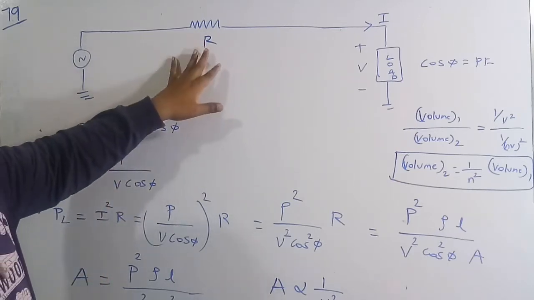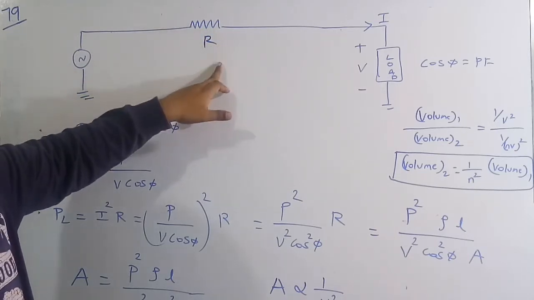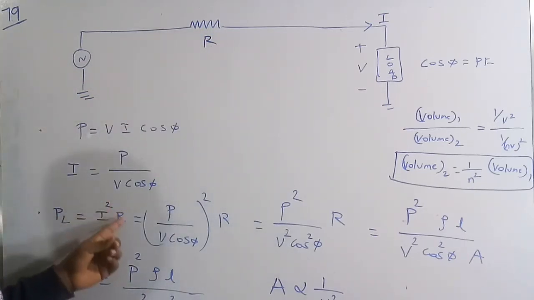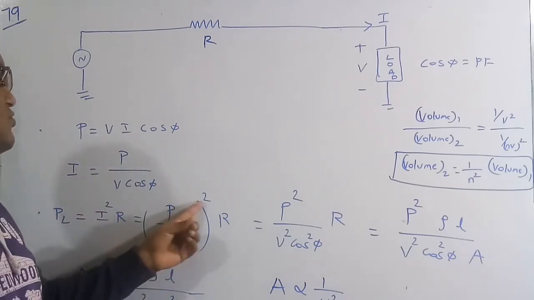So the amount of power loss in this transmission line is PL equal to I squared into R. In place of I, I am going to substitute this value, which is P by V cos phi, whole squared, into R.